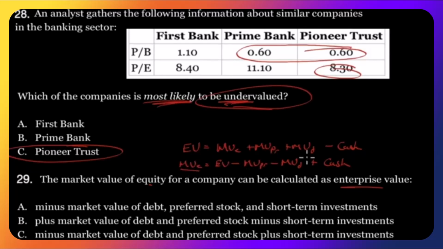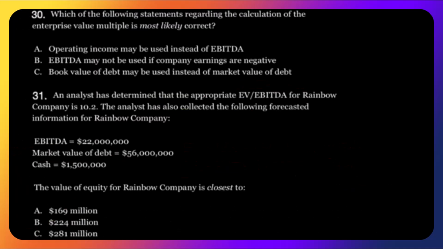So let's go. Enterprise value, we should have a minus, minus, and a plus. A minus the market value of debt, preferred stock, and short-term investments. No, that's three minuses. Plus market value of debt, we can eliminate those two right away. It's got to be C. Because you cannot add the market value of debt, we're showing that it's a negative. Minus the market value of debt and preferred stock, yes. Plus short-term investments? Yes. C.